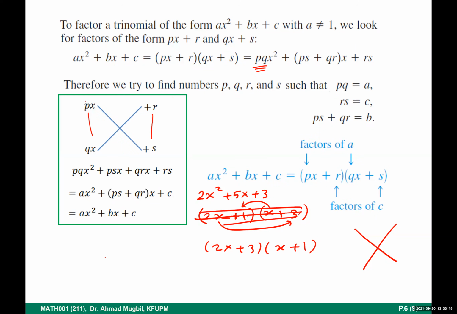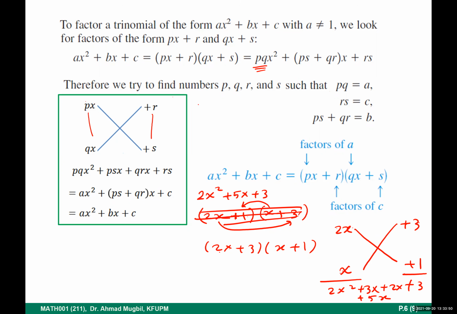It is not this one. This is what we want. And you can do it here. Look, this is 2x. This is x. This is plus 3. This is plus 1. Now when you multiply, look, 2x by x is 2x squared. When you multiply positive 3 by positive 1, it is positive 3. Now plus 3x, plus 1 by 2 will be plus 2x. Now this will be what? Plus 5x.